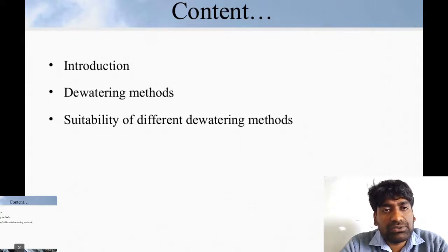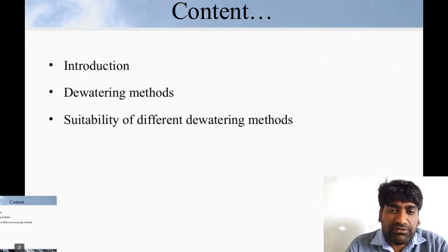So students, in this topic we are going to discuss the dewatering methods and the suitability of the different dewatering methods.